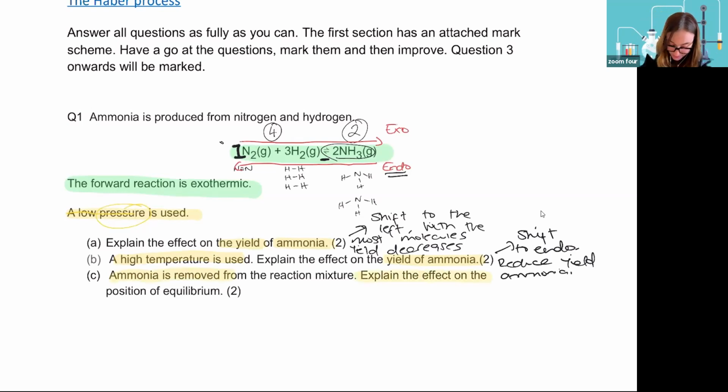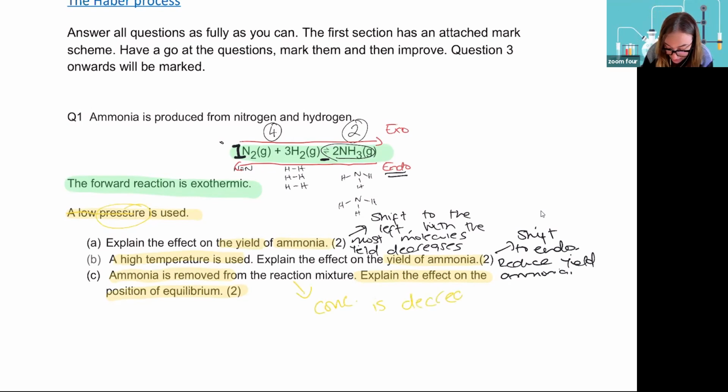Explain the effect on the position of equilibrium. Now, if I'm removing the ammonia from equilibrium, what they're basically saying is, imagine you're doing this reaction and you've got a pipe that will come off the reaction vessel that's going to collect the ammonia. So as you make ammonia, you're going to be collecting it and taking it away. That means overall in your reaction vessel, be it a flask or whatever you're doing the reaction in, you're going to have less ammonia. So the concentration of ammonia is decreasing.